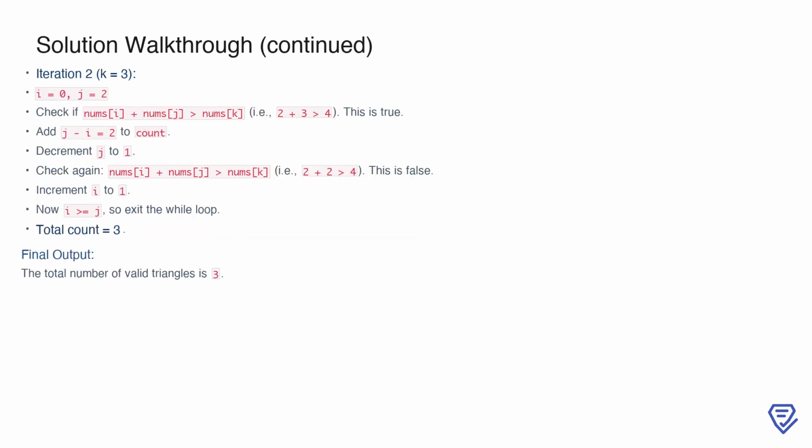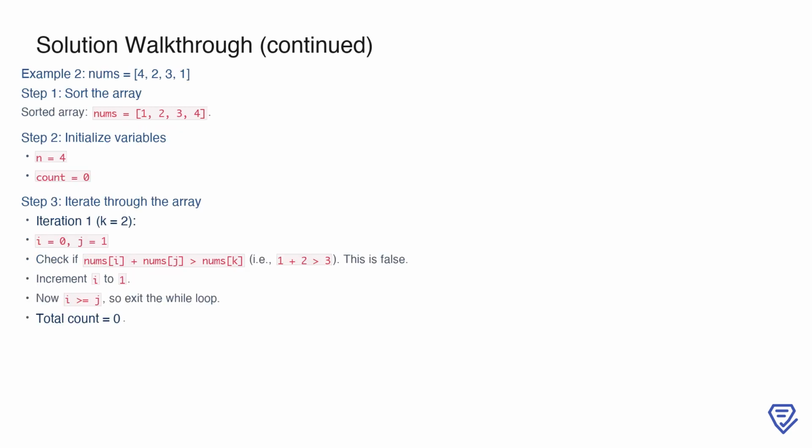For the second iteration, we set k equals 3, making 4 the largest side. The left pointer i is set to 0, and the right pointer j is 2. First, we check if nums[i] plus nums[j], or 2 plus 3, is greater than 4. This condition is true, so we add j minus i, which is 2, to our count. We then decrement j to 1 and check again: nums[i] plus nums[j], or 2 plus 2, greater than 4. This time, the condition is false, so we increment i to 1. At this point, i is no longer less than j, so we exit the while loop. The total count of valid triangles for this example is now 3. This is our final output for this input array.